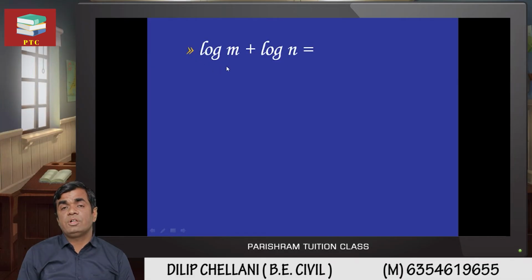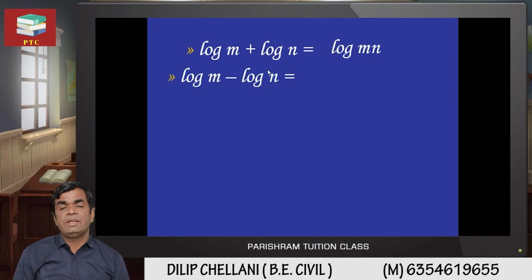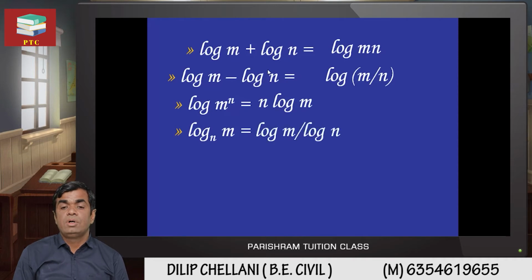Logarithm. This is also included in the first chapter of your syllabus. Log m plus log n would be equal to log mn. Log m minus log n, that is equal to log m by n. Log m to the power n equal to n log m. Log m to the base n, that will be equal to log m upon log n.